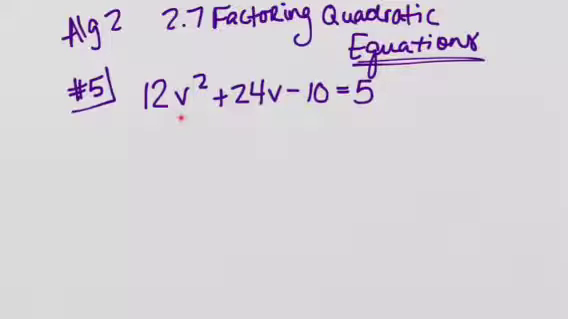It is 12v squared plus 24v minus 10, and here's our equal sign, and there's a 5 on the other side. If you remember from class, we need it set equal to 0. When we graph it, if this is y and this is x, let's put the y up here.